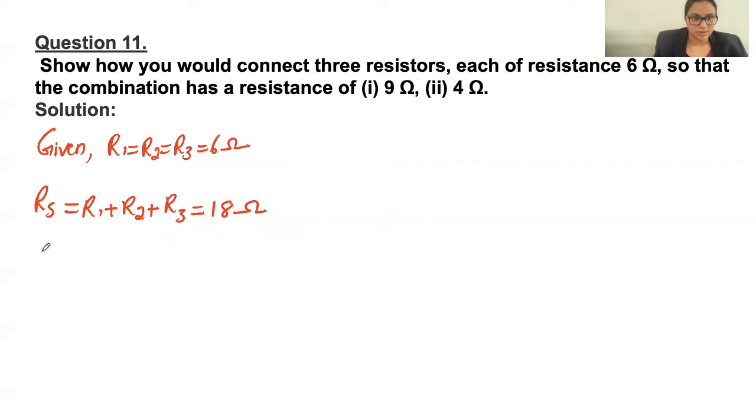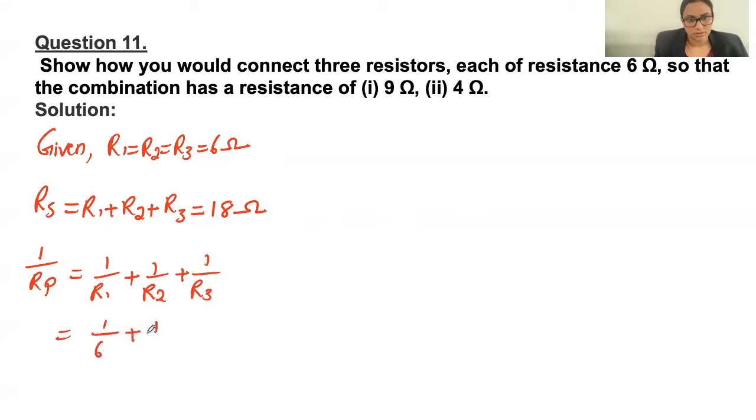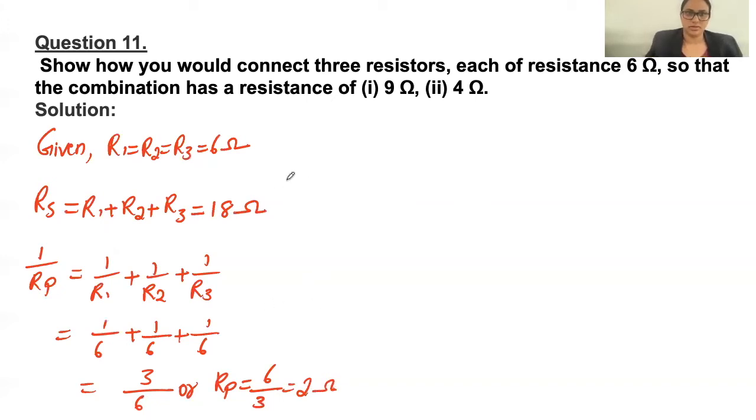Next, let us try with parallel combination. So 1 by Rp is equal to 1 by R1 plus 1 by R2 plus 1 by R3, which is equal to 1 by 6 plus 1 by 6 plus 1 by 6, which is equal to 3 divided by 6, or Rp will be 6 by 3, which is equal to 2 ohm. Let us check the answer. 18 ohm, no. This is wrong. 2 ohm, no. This is also wrong.